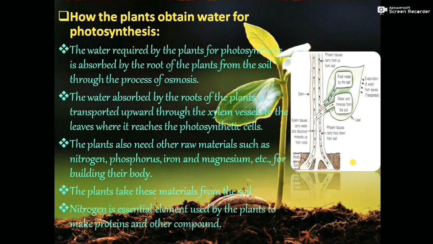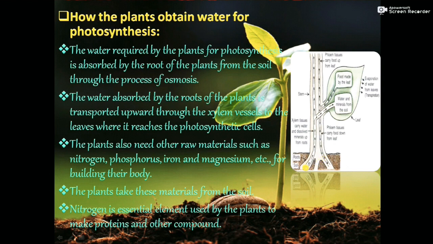Now, how the plant obtain water for photosynthesis? The water molecule present in the soil portion. Plant have root. The plant root help to absorb water from the soil portion through a special process called osmosis.